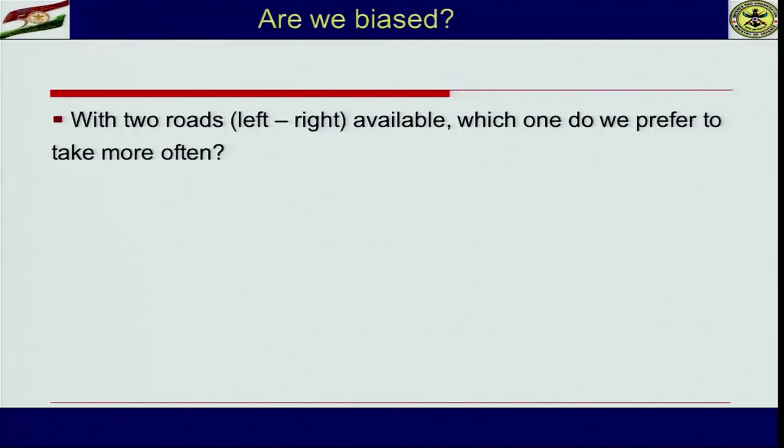Let us, for example, try to understand, with two roads available before us, which one do you prefer to take more often? If I have two roads in front of me, one going towards the left side, the other going towards the right side, but both reaching the same point at the same time, if you take either of these roads, which road would you prefer? Are you more biased towards the left side of the road, or more biased towards the right side of the road? We do not have a clear answer for this.